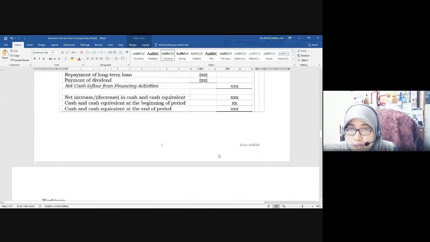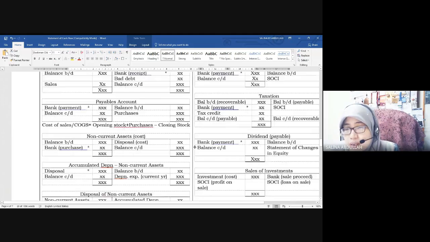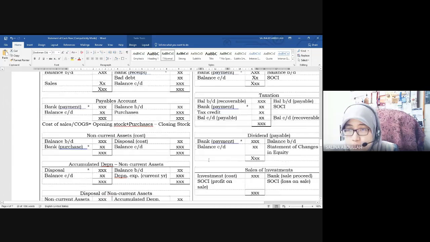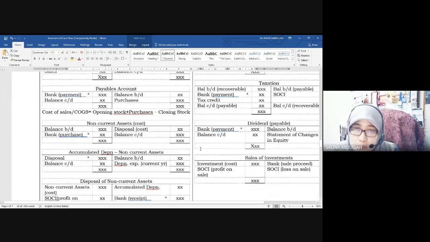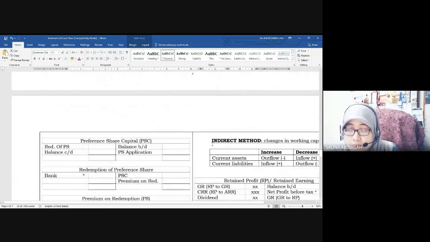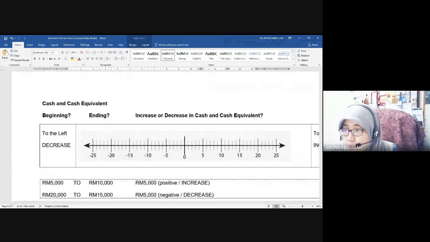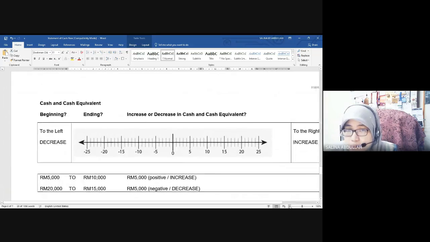So this is the format. Okay, I would like to show you after that you have to basically prepare workings. So when you prepare your answer, make sure you always show your workings. Okay, these are the workings shown as in format T accounts. So it will be so much easier for you to identify whether it's an increase or decrease when you prepare statement of cash flow.